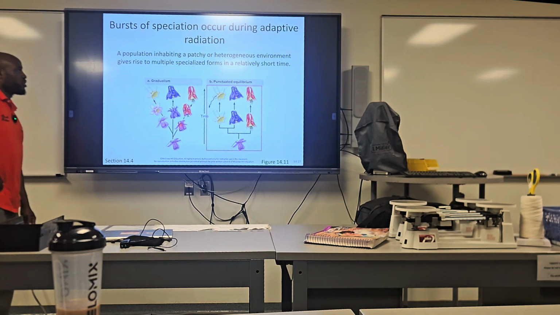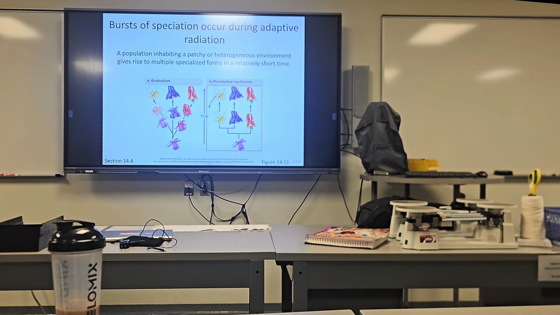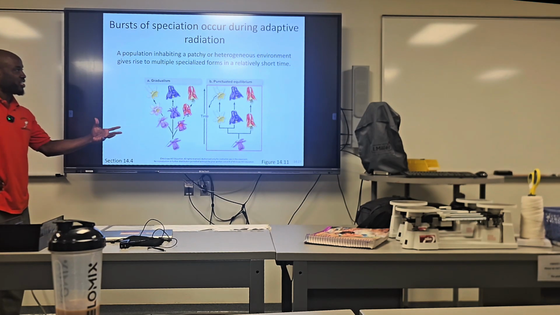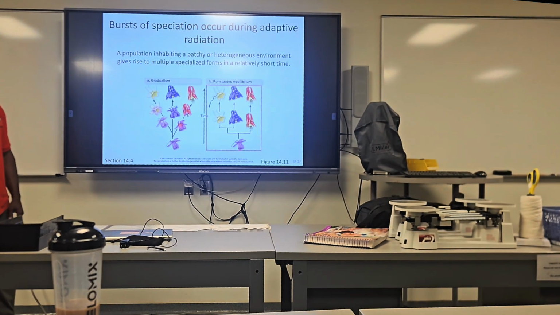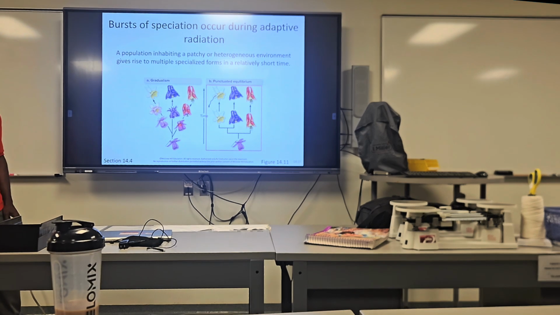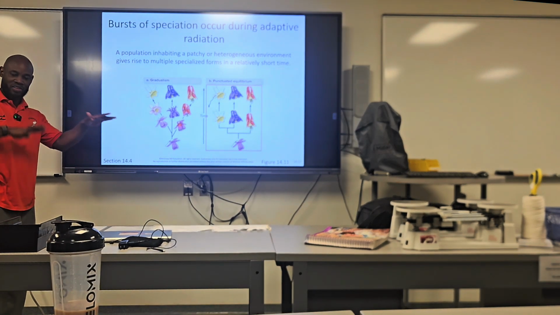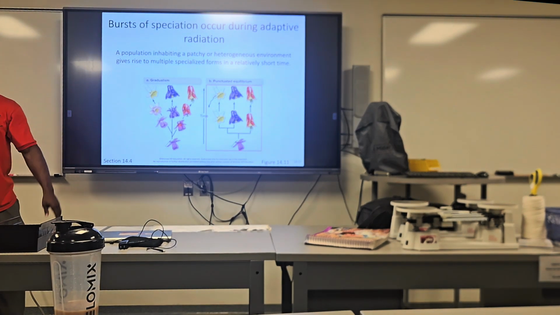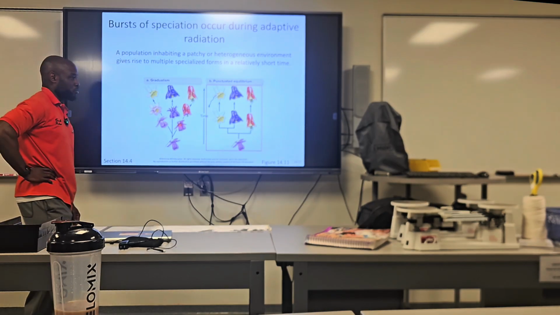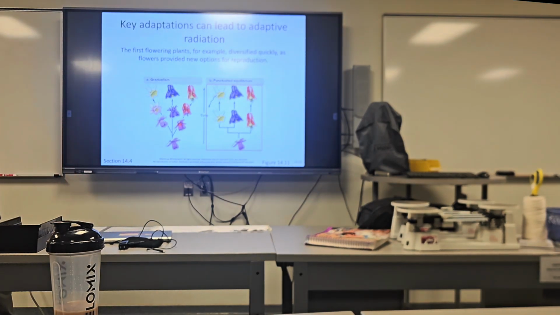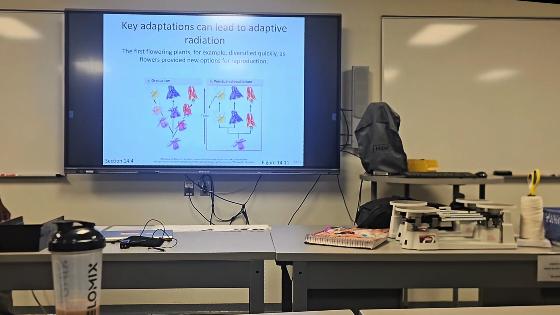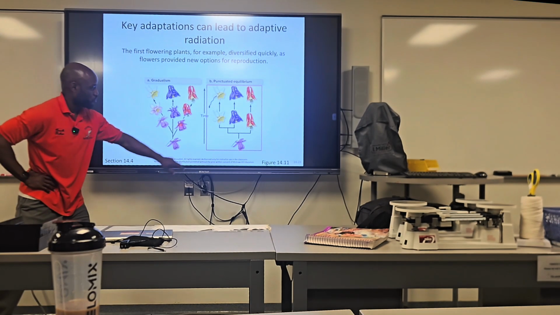Bursts of speciation occur during adaptive radiation. A population inhabiting a patchy or heterogeneous environment gives rise to multiple specialized forms in a relatively short time, right? So different things are going on in the same environment, and it could lead to that. First flowering plants, for example, diversified quickly as flowers provided new options for reproduction.